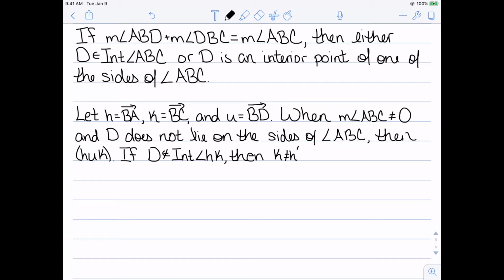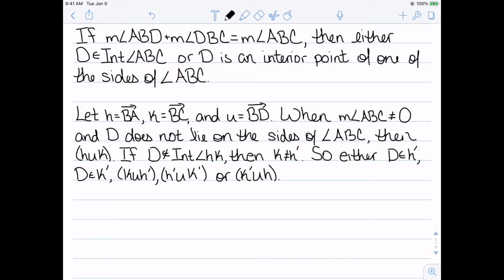If my point D is not in the interior of angle HK, then K is not equal to H prime. Because if K is equal to H prime, then this is just a straight angle, and the entire plane is the interior. So it wouldn't make sense. So if D is not in the interior, it can't be a straight angle, so K cannot be equal to H prime. This tells us that either D has to be on H prime, it has to be on the ray K prime, or we have to have one of these three betweenness relations. However, keep in mind that we do know we have the betweenness relation HUK. And while I won't prove it, we can actually get a contradiction on all of these.